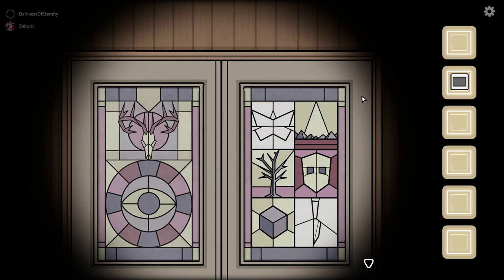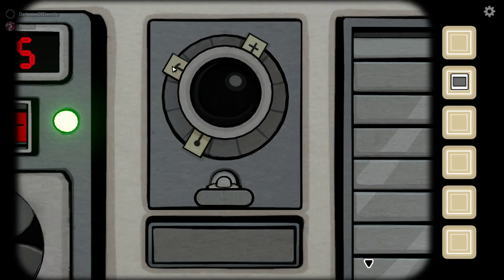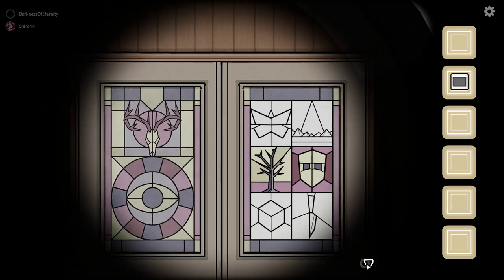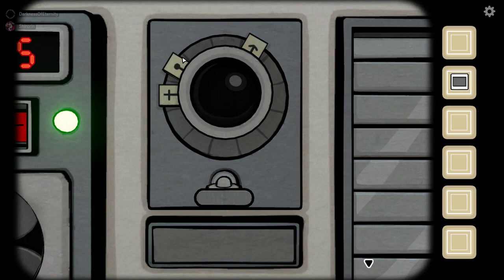Butterfly knife. Okay, the arrow is at 11 o'clock. The cross is at 4 o'clock. Okay. And the dot is at 8 o'clock. Butterfly, mountain, cube, knife. Okay, the cross is at 9 o'clock. The dot is at 12 o'clock. And the arrow is at 3 o'clock.